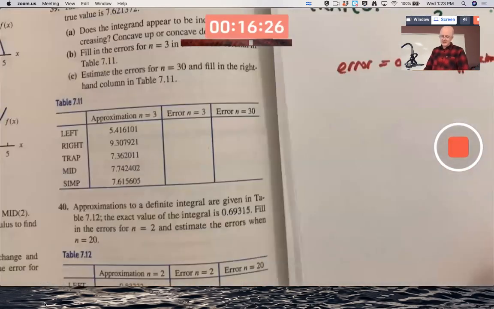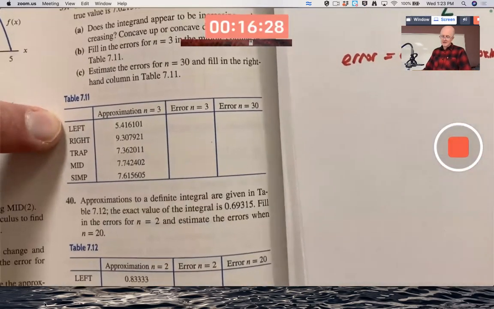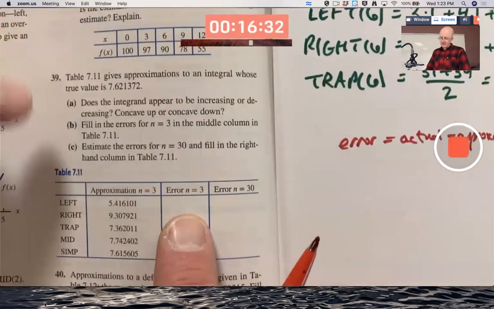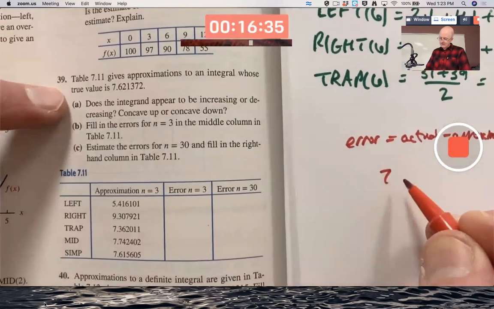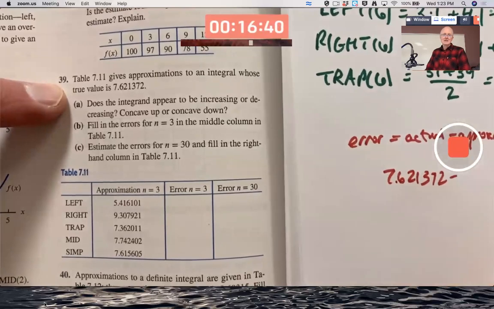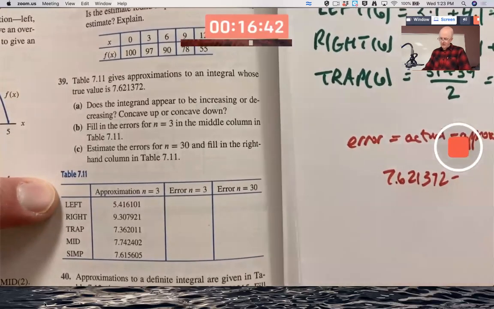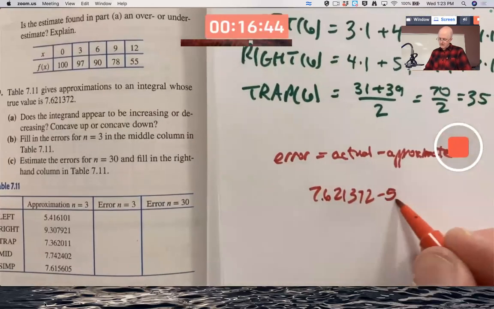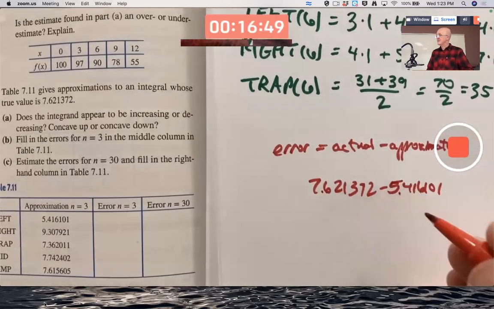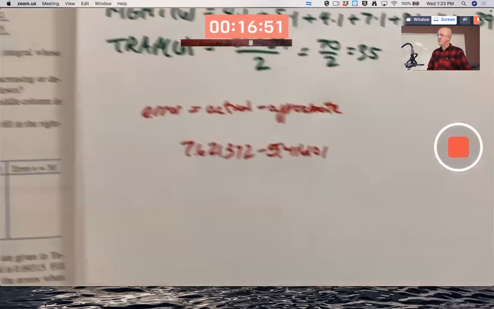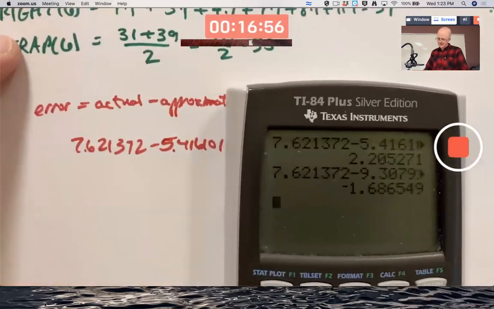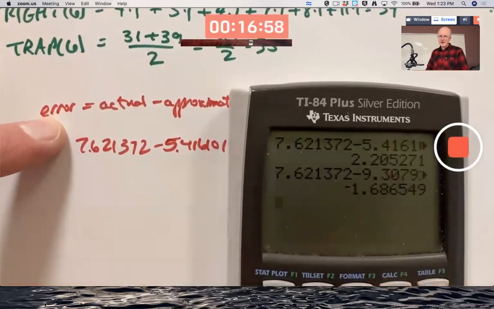So with the first line here, the left-hand rule, the error when n is 3, take the actual value, 7.621372, and subtract the approximation, 5.416101. That'll be a positive error because the approximation is too small. The difference is going to be positive. There, I've got it, 2.205271.